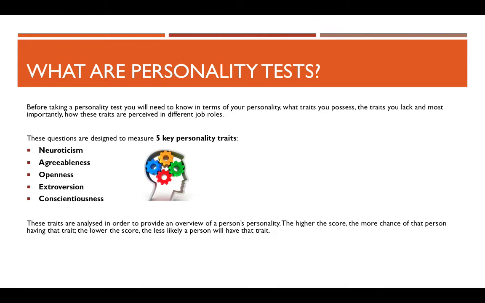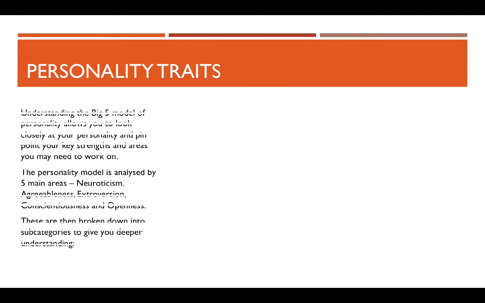So these traits are analysed in order to provide an overview of a person's personality. The higher the score, the more chance of that person having that trait. The lower the score, the less likely a person will have that trait. So understanding the Big 5 model of personality allows you to look closely at your personality and pinpoint your key strengths and areas you may need to work on.